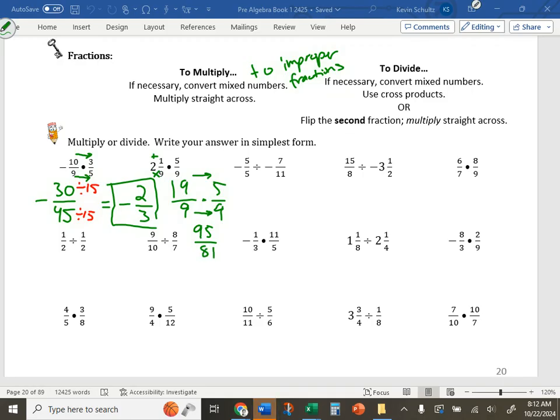Can we simplify 95 81sts? We cannot simplify. Do you have to convert to a mixed number? No. Like I've told you before, improper fractions are the standard now. We don't use mixed numbers a lot anymore. So you can leave your answer in this form, 95 81sts. That is totally fine. Okay? Questions on multiplying fractions?